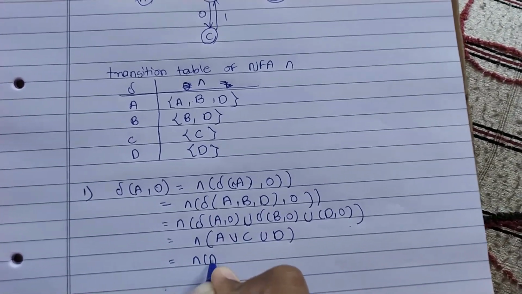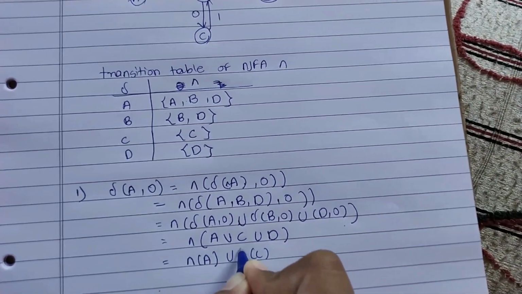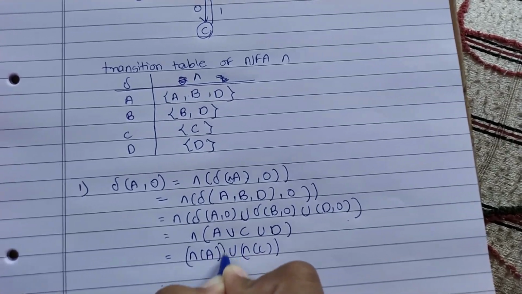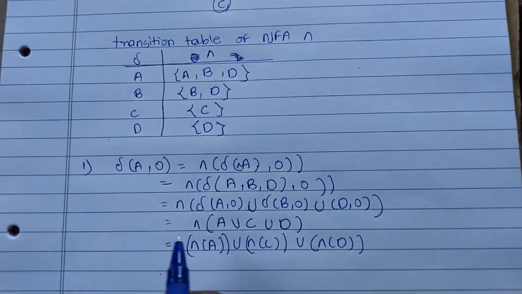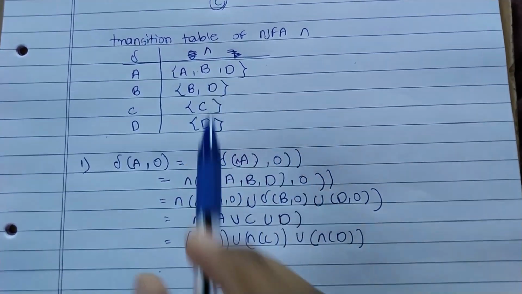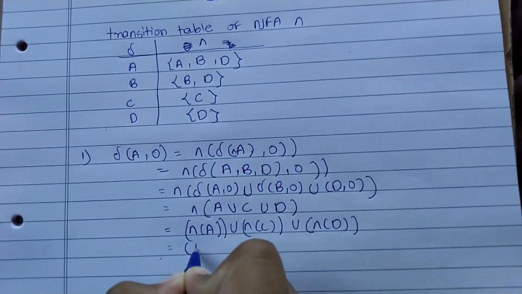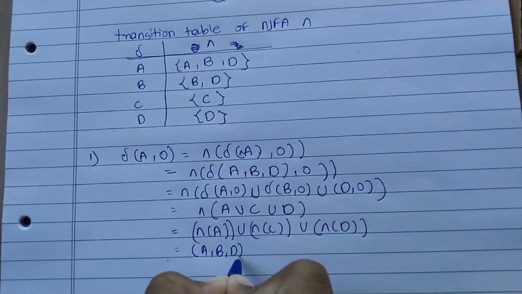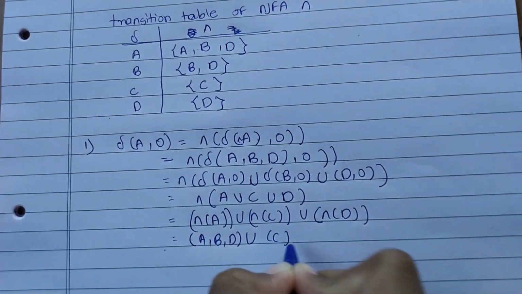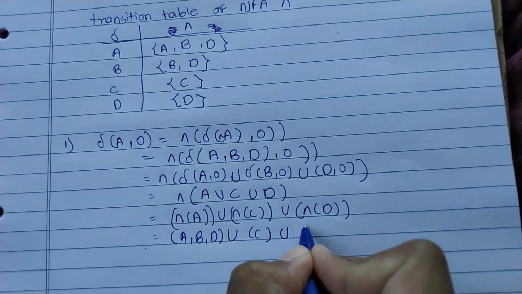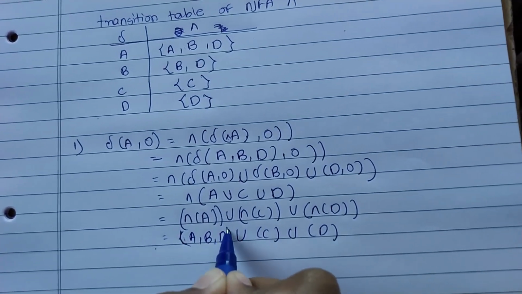this null value separately: null of A union null of C. This is the one state. Union this null of D. Now this null of A value is A, B, D. So we write here the value of null of A is A, B and D, union null value of C is C, only C, and null value of D is D. Now we perform union on this set.